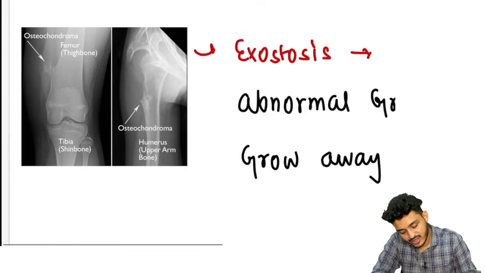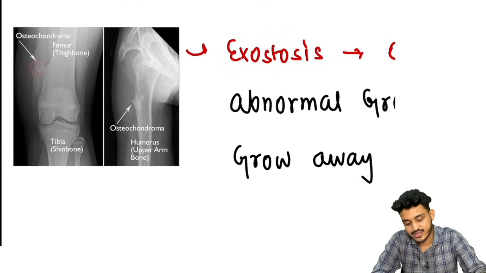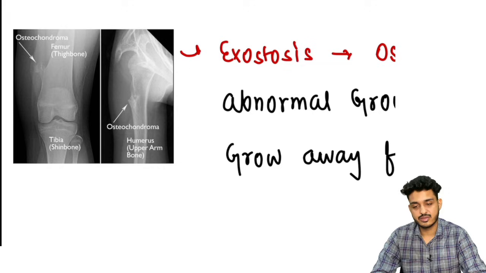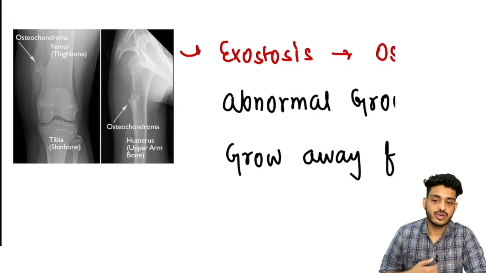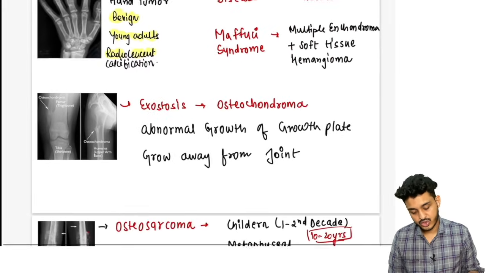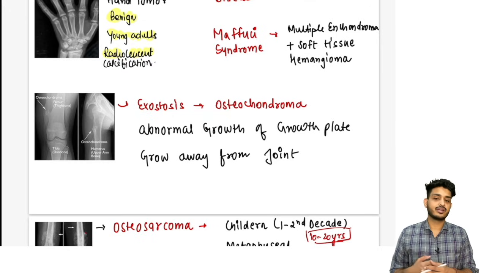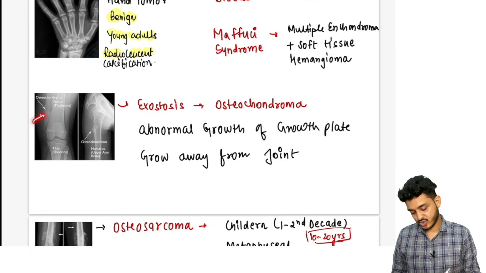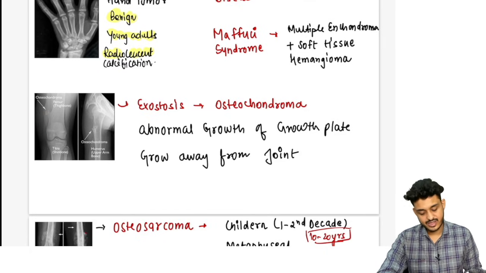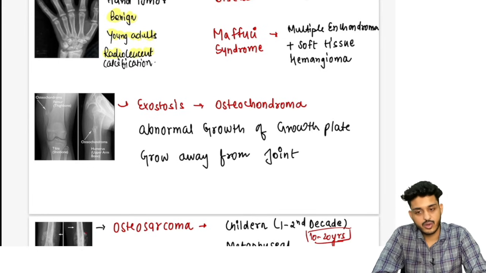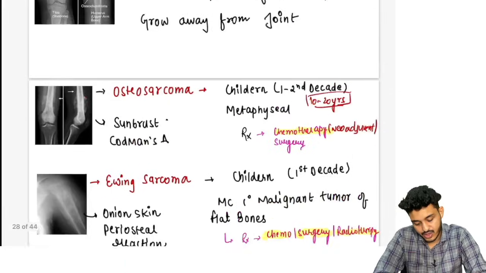Okay. Then we have this bony outgrowth. This is known as osteochondroma. Bony outgrowth is known as osteochondroma, right? Small bony outgrowths are known as osteophytes, right? But this is not an osteophyte. This is your osteochondroma, also called exostosis. There will be a bony outgrowth that comes out and can be felt from outside as well. This is abnormal growth of the growth plate, which grows away from the joint. This is osteochondroma, beta. Osteochondroma.